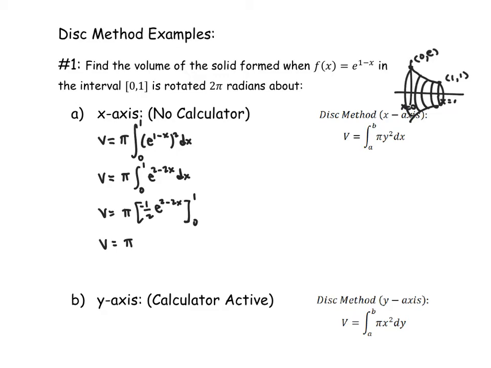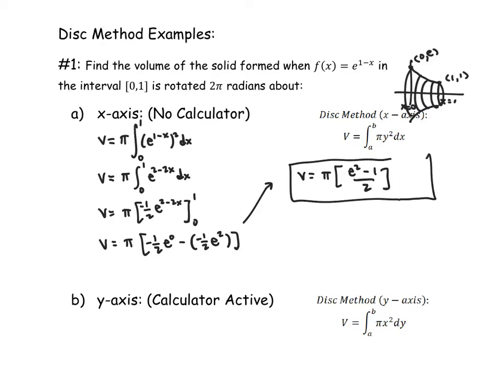So we use the fundamental theorem of calculus, plugging in a 1 first. It ends up being negative 1 half times e to the 0, minus, now we plug in a 0, negative 1 half e to the 2. Okay, now we can clean this up a little bit. That would be pi times, since I'm subtracting a negative, I'm going to bring this out in front, (e squared minus 1) over 2. And that would be our volume in units cubed. Okay, no calculator option there. It's good, it tests your ability to find an antiderivative.